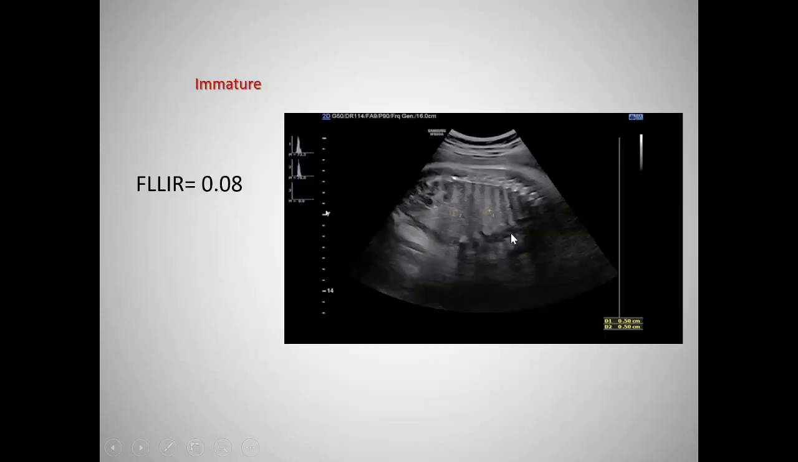This case is immature. See here, they have nearly similar echogenicity, but someone may say it appears a little bit echogenic, so we have to measure. When we measure, we found it is less than 1. So here it is an immature lung.